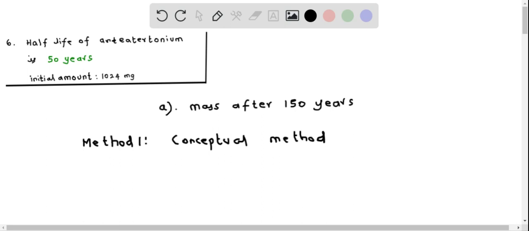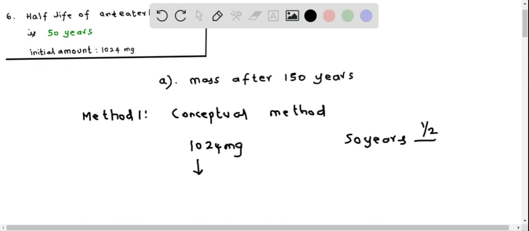In this method, we consider the initial amount is 1024 milligrams, and we are given that the half-life of antiplutonium is 50 years. This means every 50 years the amount will get reduced by half. So when we have 1024 milligrams at the beginning, after 50 years this will get reduced to half of 1024. You can divide this by 2, and this gives 512.